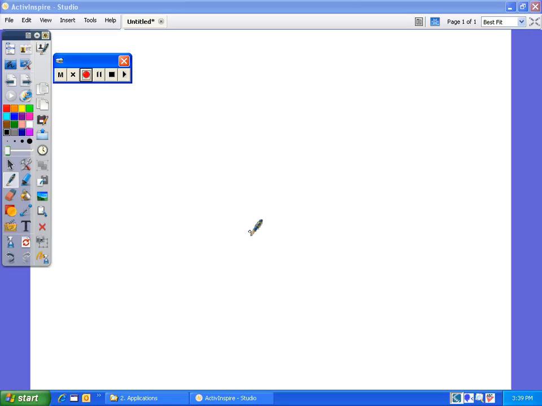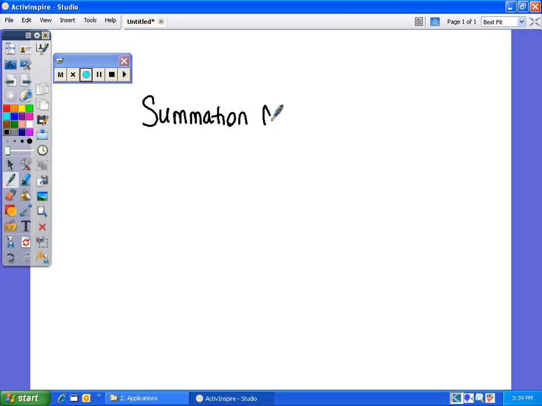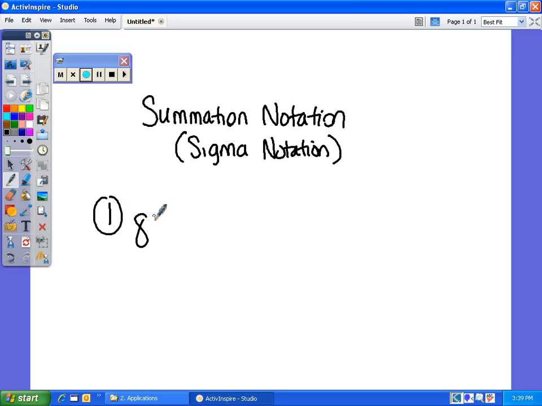Alright, the first four questions talk about summation notation. Now, you learned this as sigma notation. It's basically the same thing. We're basically taking a sum, a series per se, that has been given to us and rewriting it in sigma notation. So let's take a look at the first example.